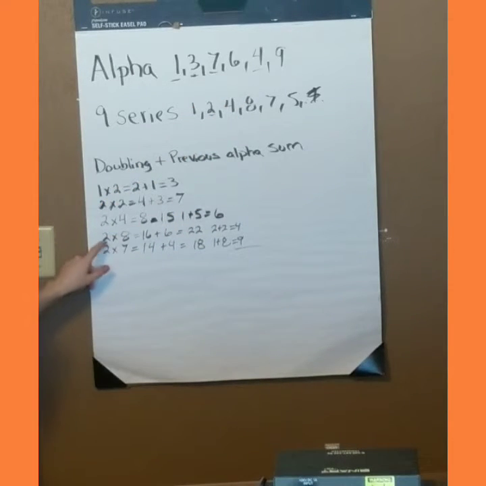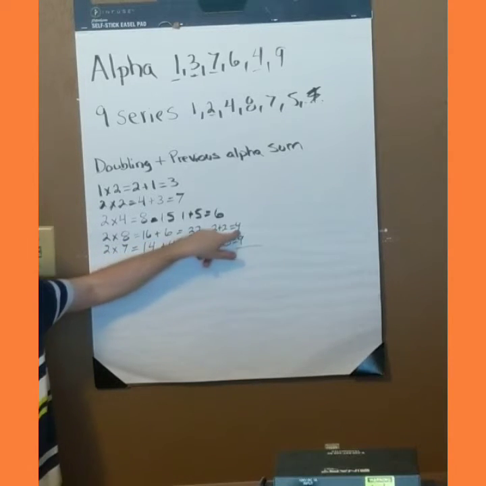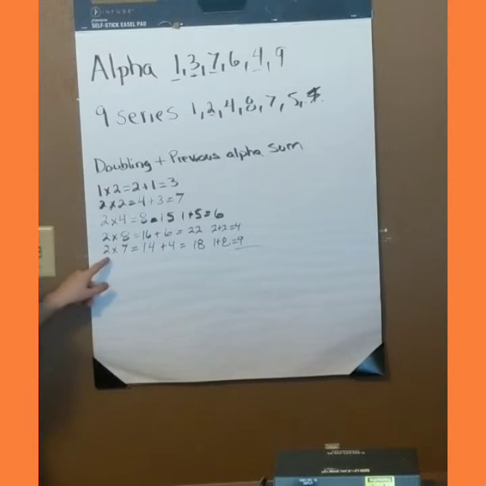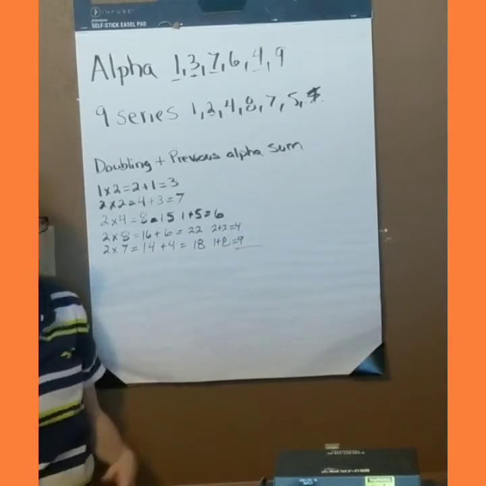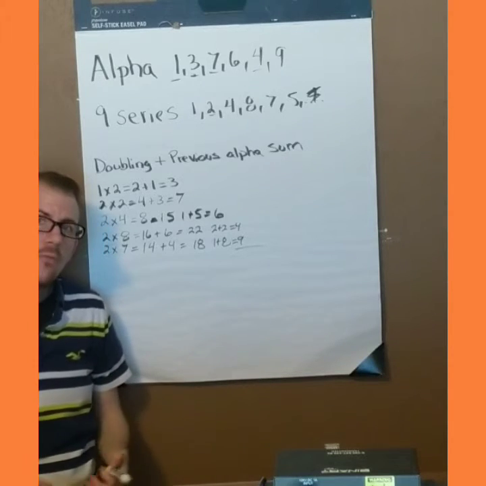There's your next one. 2 times 8 is 16, plus 6 equals 22. 2 plus 2 is 4. There's your next one. And 2 times 7 equals 14, plus 4 is 18. 1 plus 8 equals 9. So that is the alpha series.